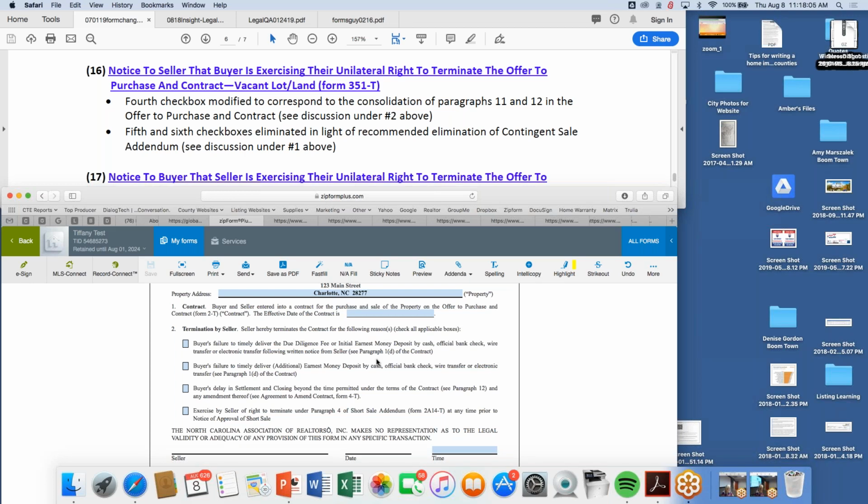I think it's written in a really difficult way to follow in an offer to purchase. I would always want to protect my buyer. Earnest money is a lot easier because you have that time frame, but for due diligence, it says it's supposed to be delivered at contract formation.